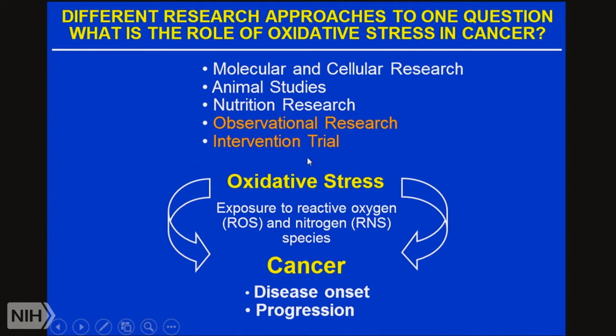As I said, usually we start out with molecular and cellular research and animal studies. Then there's also nutritional research, and many times observations there are followed up by observational studies, and when observational studies are positive, we may decide to put money into intervention trials. It's the most expensive kind of study, but also the most conclusive. Then we look at the relation between oxidative stress and cancer: how it influences disease onset, how it influences disease progression, and survival. The effects on disease onset and progression may be very different, maybe just opposite, actually.